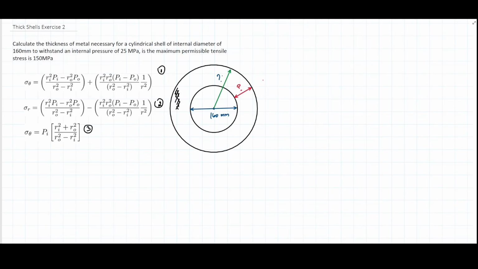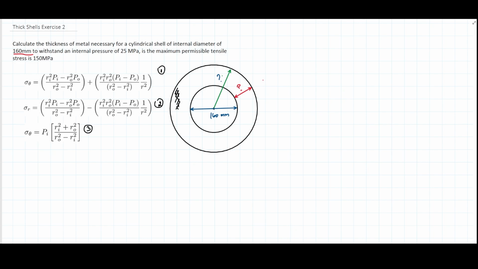Let's take a look now at this problem of thick shells where the wall thickness is being asked. The problem says: calculate the thickness of the metal necessary for a cylindrical shell of internal diameter of 160 millimeters, which is the one I've already written here, to withstand an internal pressure of 25 megapascals, the maximum permissible tensile stress being 150 megapascals.